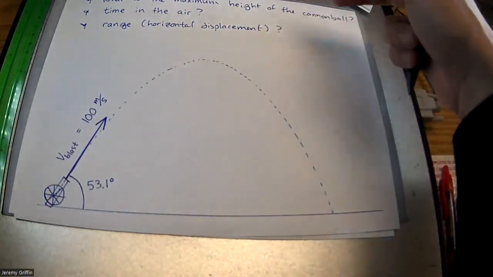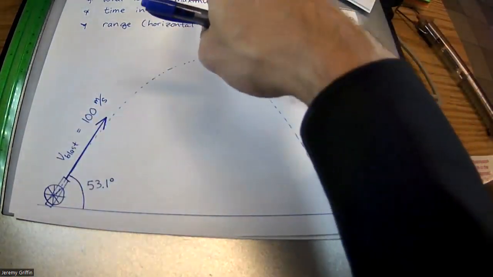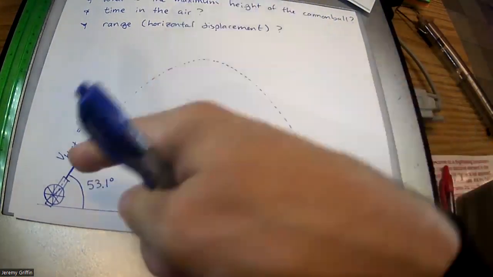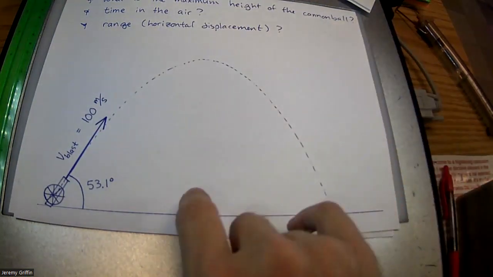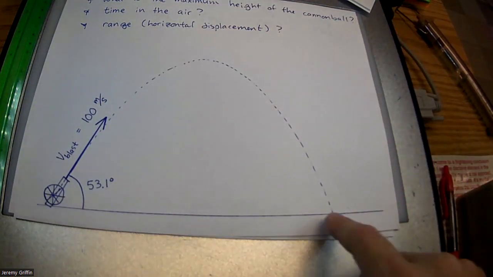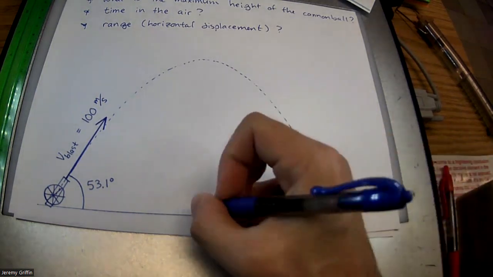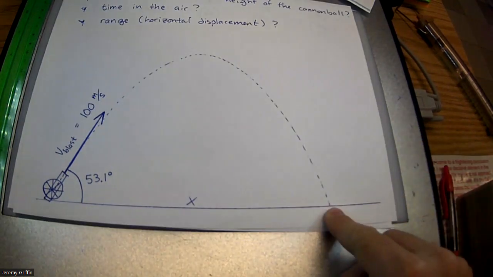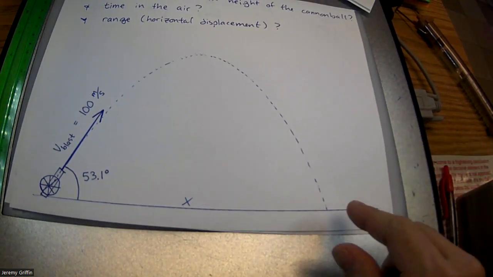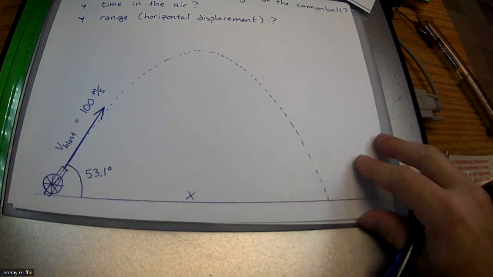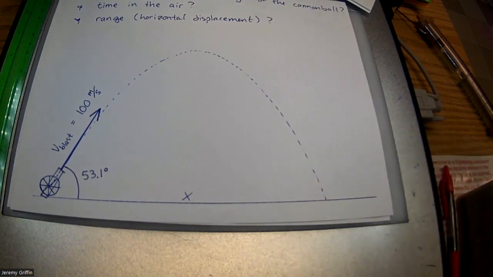So I got some questions lined up. I wonder, what is the maximum height of the cannonball? I wonder what's the amount of time it's been in the air. And ooh, what's the range? That's to say horizontal displacement. I could maybe call that X. Like, I wonder where the cannonball is going to land. We got a big flat plane. Right, launch it up.